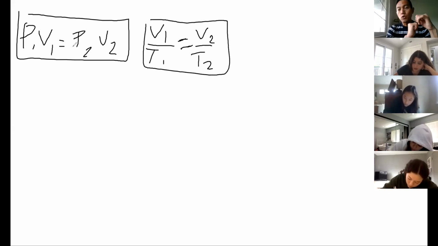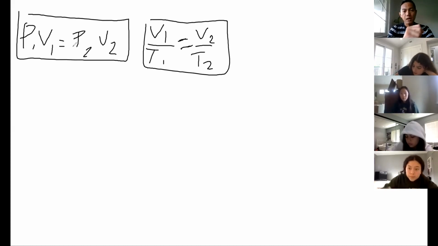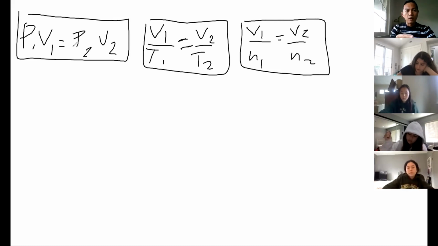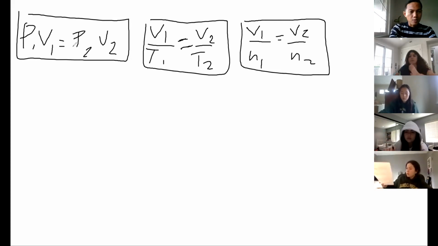equals V2 over T2. This is the one where you do have to remember something: temperature has to be in Kelvin. That's something we have to keep in mind. The third looks almost exactly the same: V1 over n1 equals V2 over n2. This is called Avogadro's law. And if you're provided mass, then you do have to calculate the number of moles by dividing by the molar mass. So these were the main 3 from the discussion 2 or 3 days ago. Now, there is the ideal gas law. Let me write it here, PV equals nRT.